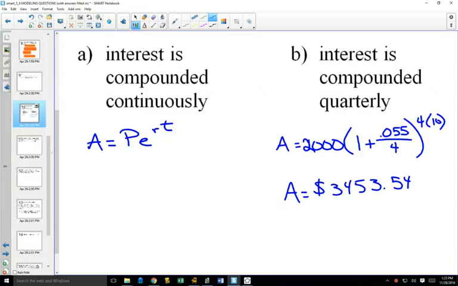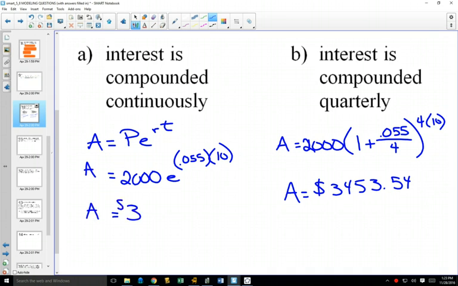So here we go. There's our formula for continuous growth. Again, we have $2,000 initially, and interest rate is 0.055, 10 years. We plug this into our calculator and prepare ourselves for disappointment. Wow! Look how much more money you get in 10 years.